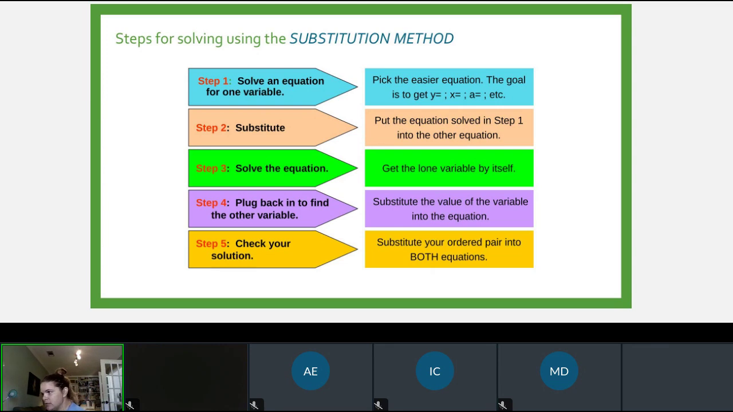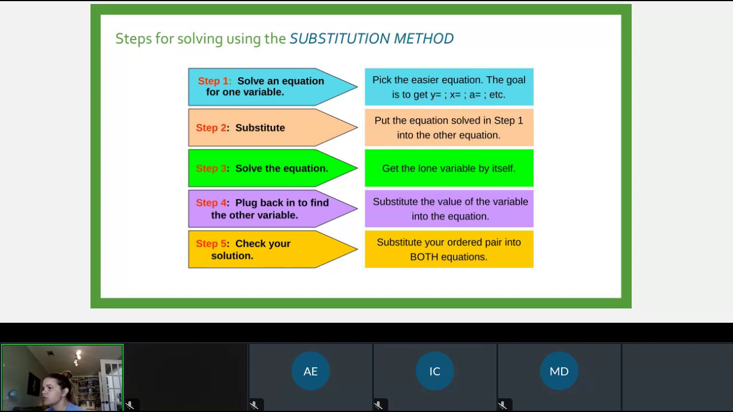Once we do that, we will have eliminated one of the variables. So now we're left with only one variable, either x or y, and we're going to solve for that variable. Okay. We'll get a number. Step 4 is we're going to take that number and plug it back in to find the other missing variable.